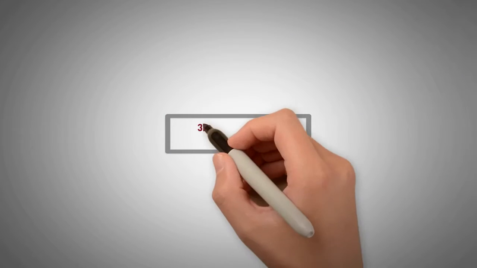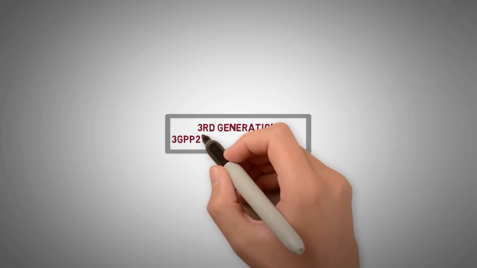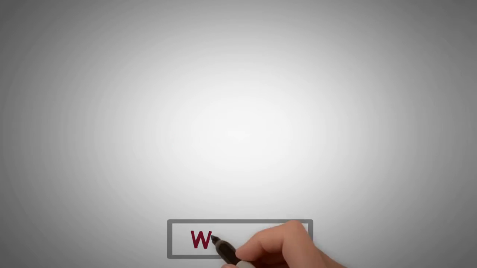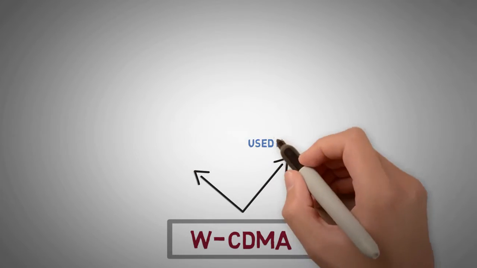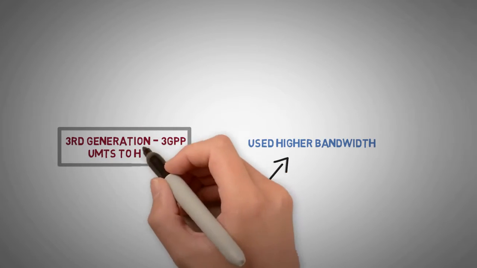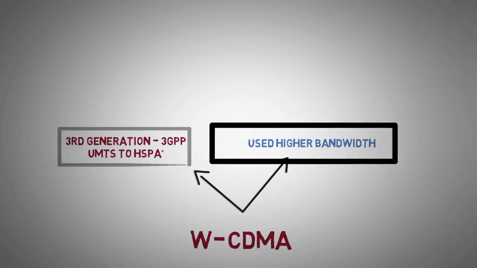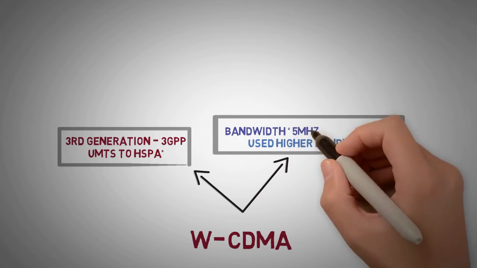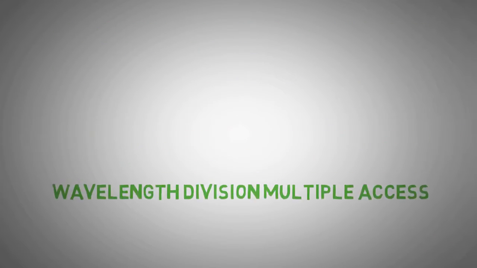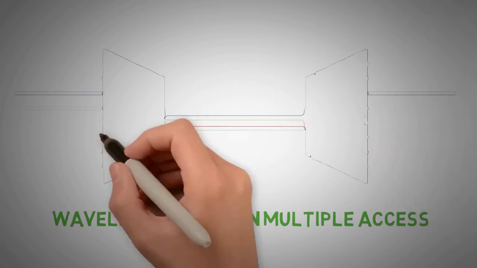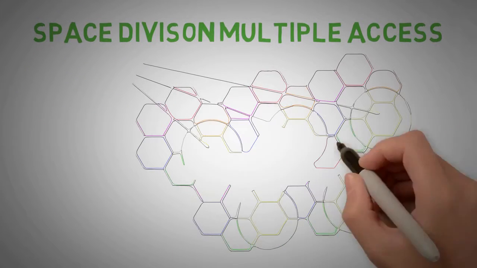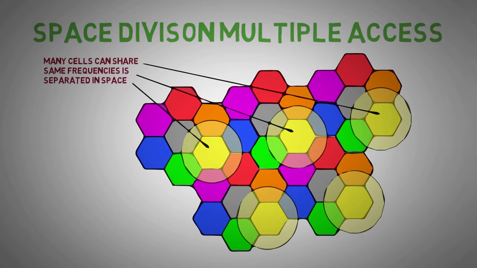It was used in 3GPP2 standards such as CDMA and CDMA Evolution Data Optimized. Wideband CDMA, or WCDMA, spreads the signals over an even higher bandwidth. This was used in the 3G standards of 3GPP from UMTS to HSPA+, where the available bandwidth was 5 MHz compared to 1.25 MHz used in CDMA. There are other multiple access techniques like wavelength division multiple access, which is used in fiber optics, and space division multiple access, which refers to spectrum reuse over non-overlapping areas.